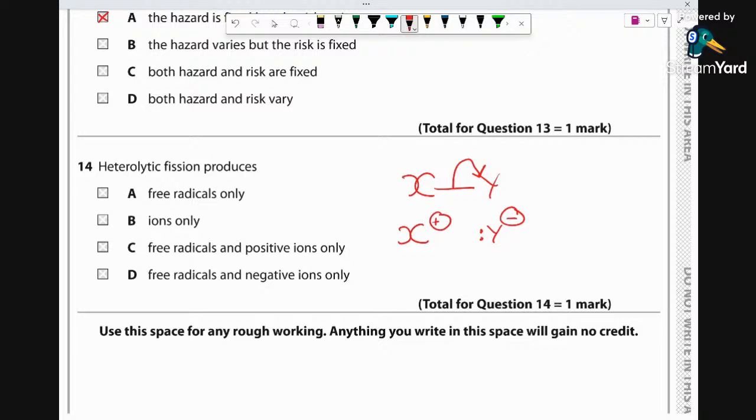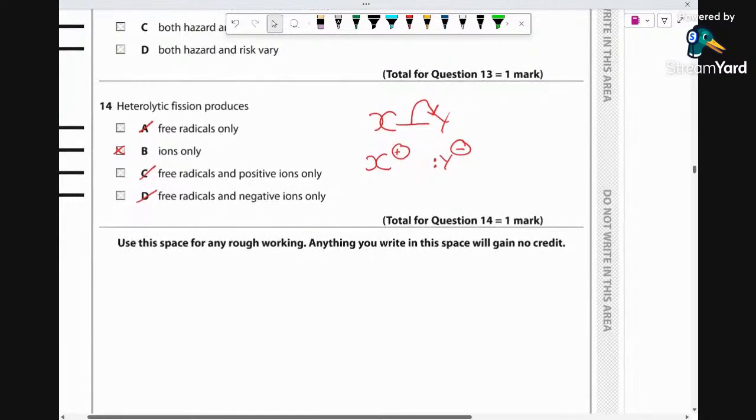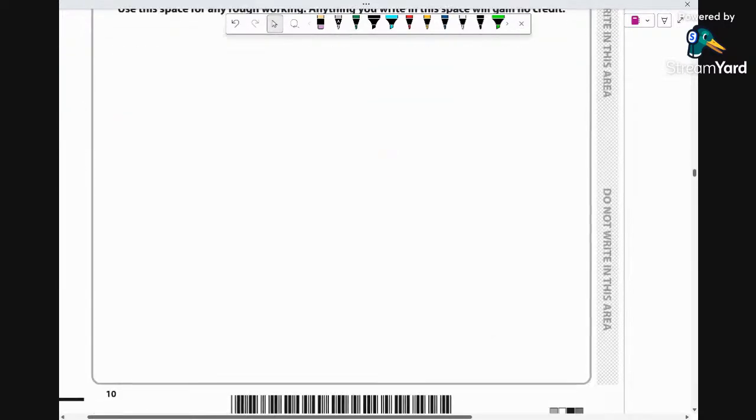Cool. Free radicals only. No, incorrect. Ions only. That's not entirely true. Free radicals and positive ions only. Free radicals and negative ions only. Okay, so C and D are completely ridiculous because you can't ever get a free radical from heterolytic fission, so the only answer must be B. Nice. The fact that the other 2 are ridiculous gives me that answer. Like it.